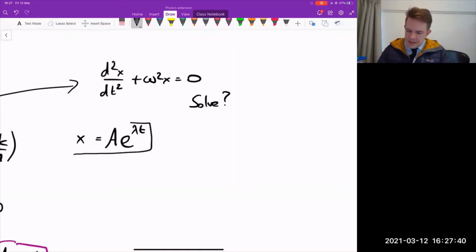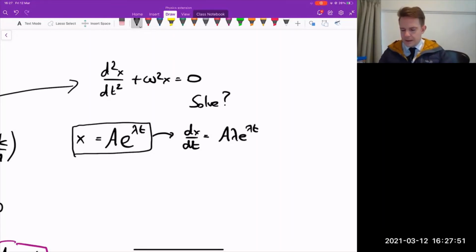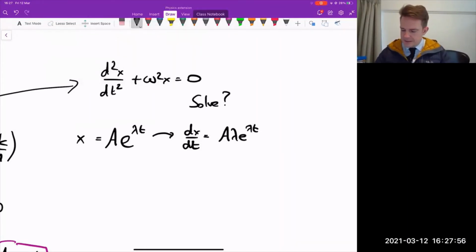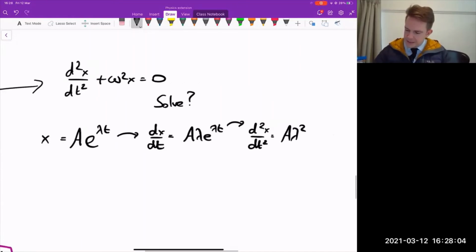If we substitute this, so look what we get. If we differentiate this, you get a lambda e to the lambda t, because remember the lambda, I say remember like you've done this, but even if you've not done it, you just have to take it from me. That's what you get. If you differentiate that again, you get another lambda coming down. So a lambda squared e to the lambda t. If you substitute, you see I've got d2x by dt squared, and I've got x.